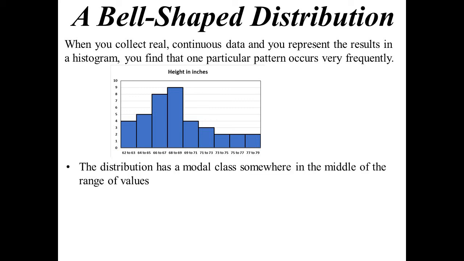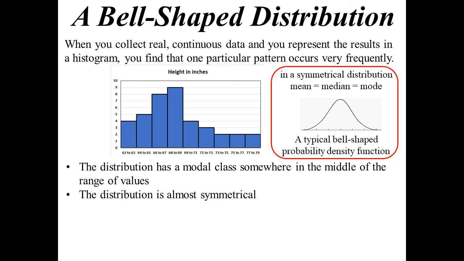Now, what we're looking for in the distribution is that the mode, or the highest frequency, will be somewhere in the middle of the values. The distribution is ideally perfectly symmetrical, but it'll look almost symmetrical. A perfectly symmetrical distribution would have the feature where the mean is equal to the median, is equal to the mode. All three of those would end up being the same thing. So that's your true classic bell-shaped probability density function.